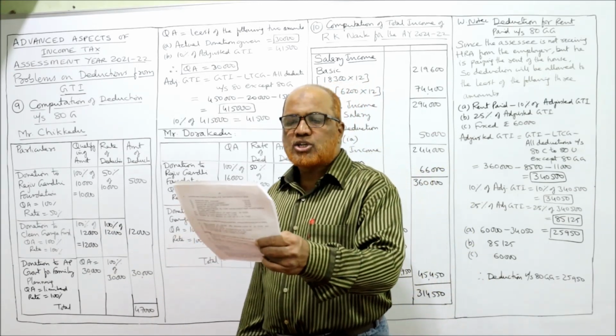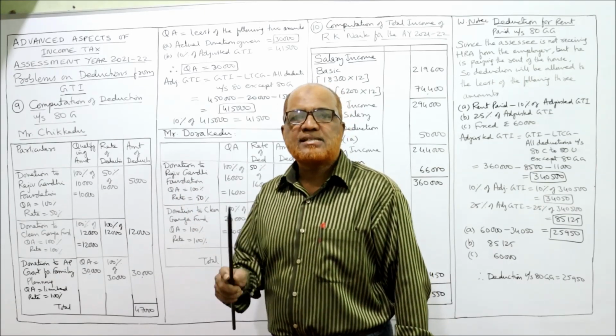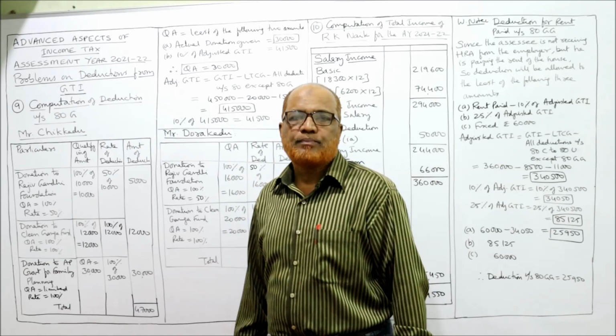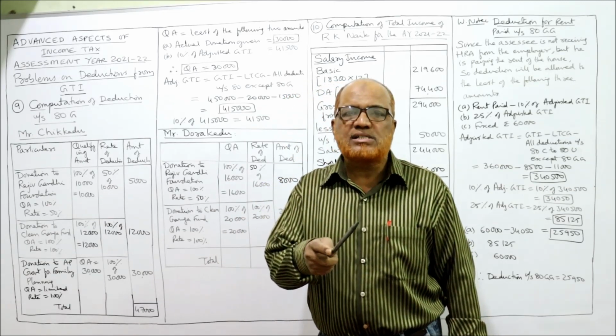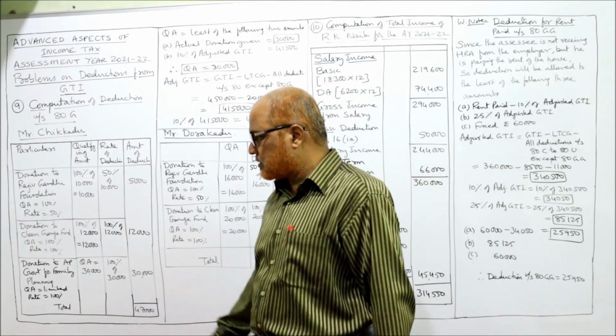Third one, donation to AP government for family planning. This is a limited donation. That means the qualifying amount is limited but the rate of deduction is 100%.